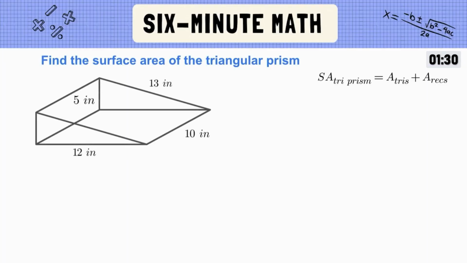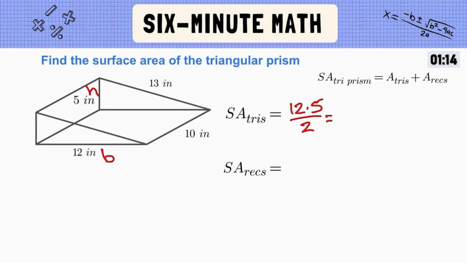On to the last example here, we have the following wedge, which is a triangular prism, and we're still going to do the same process. So let's do our triangles first. We have our base and our height of 12 and 5. So we have 12 times 5 divided by 2. That is equal to 30. And there's 2 triangles, so that is going to give us 60.